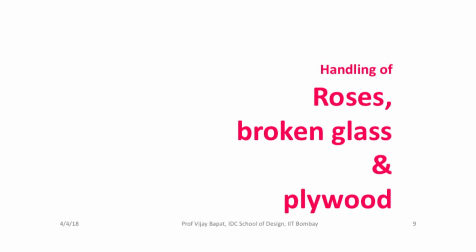What's common in roses, broken glass or plywood? When glass breaks, there are very fine splinters of glass. Even plywood has fine pieces which may enter your body, your fingers, if you are handling them. Even roses have those fine thorns, okay? They really trouble you when you are handling roses.